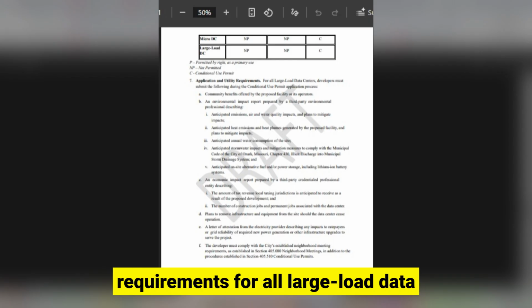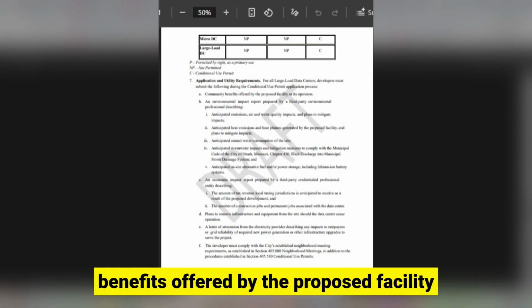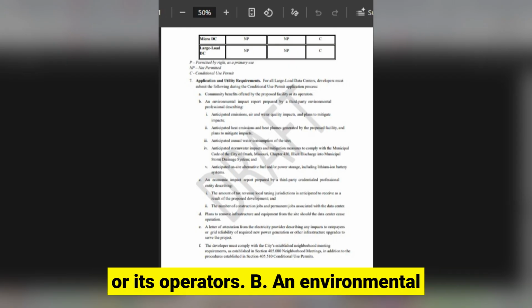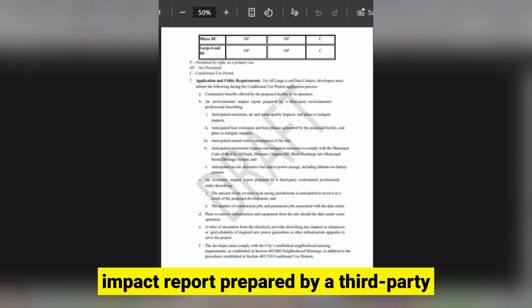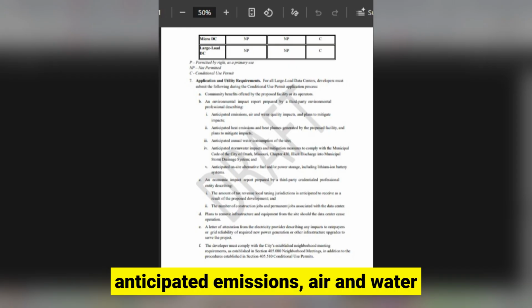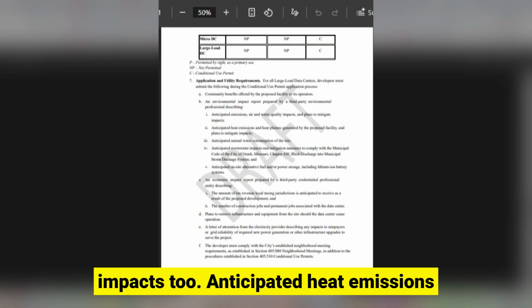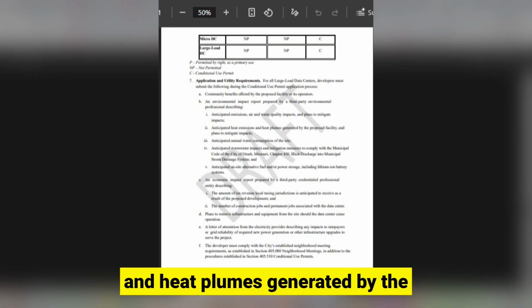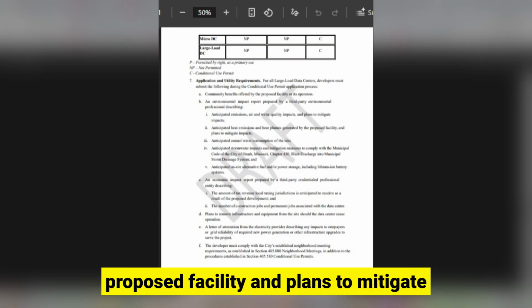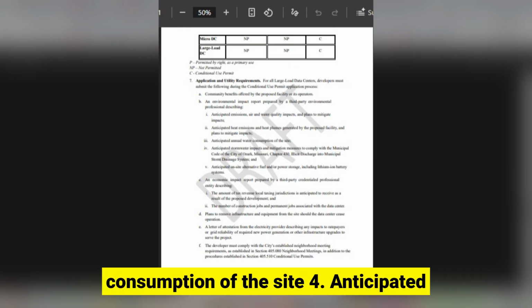7. Application and utility requirements. For all large load data centers, developers must submit the following during the conditional use permit application process. A. Community benefits offered by the proposed facility or its operators. B. An environmental impact report prepared by a third-party environmental professional describing: 1. Anticipated emissions, air and water quality impacts, and plans to mitigate impacts. 2. Anticipated heat emissions and heat plumes generated by the proposed facility, and plans to mitigate impacts. 3. Anticipated annual water consumption of the site.